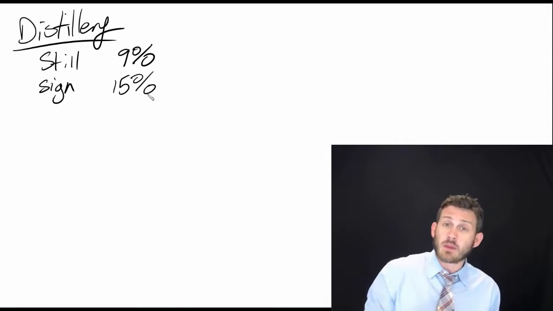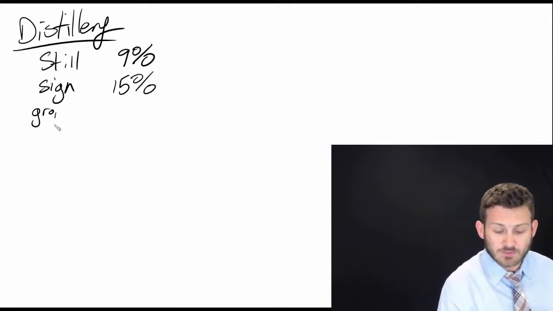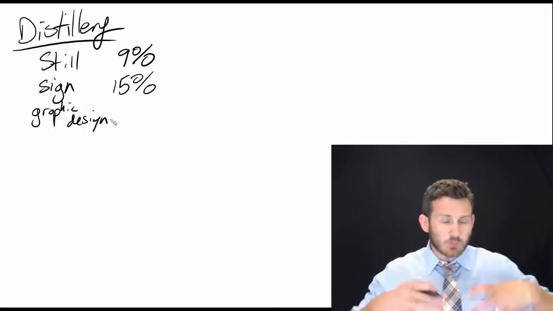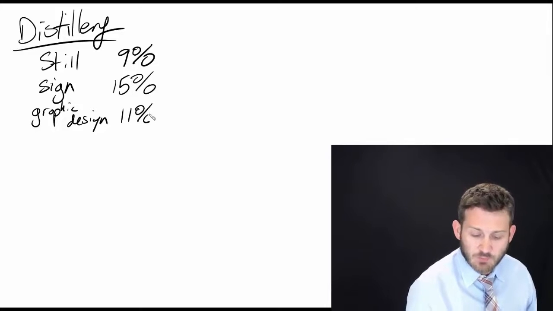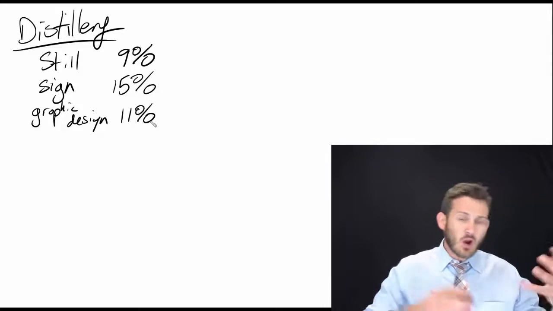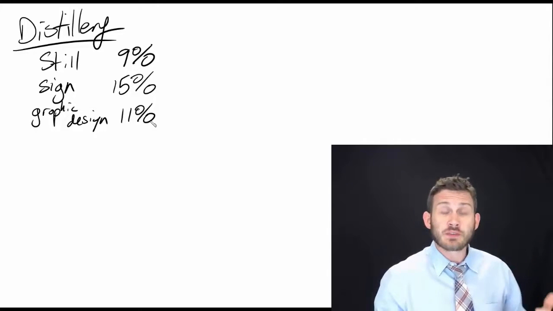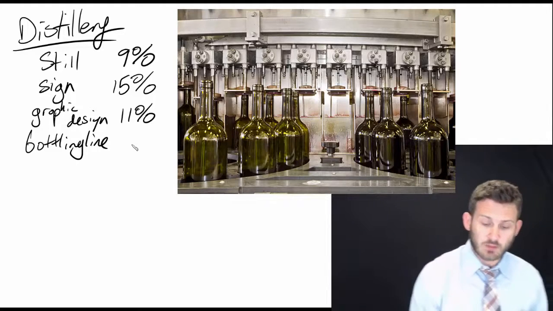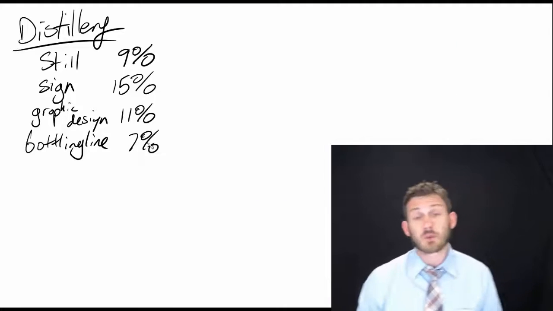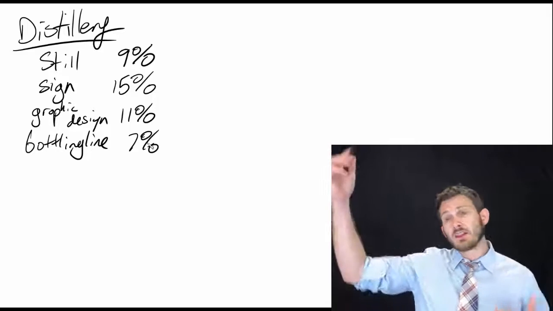Now let's think about some other things that we might want to do. Let's say that we want to invest in a graphic designer, because we want to make our labels a little bit more eye-catching, and let's say that this will give us an 11% return. And then the next thing we're looking at is, what if we were to purchase a new bottling line? We're going to purchase a new bottling line, and this is going to generate for us a return of 7%.